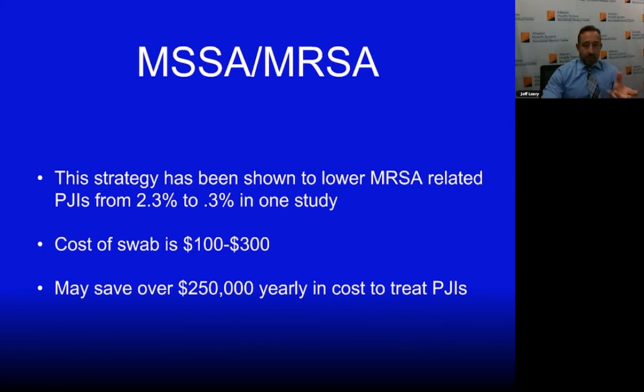The cost of the swabs is anywhere from $100 to $300, but the savings, if you prevent even 3 or 4 joint infections a year, is upwards of $250,000. So it's certainly cost effective, and from a quality standpoint and a patient outcome standpoint, money well spent. And again, infection is probably the most devastating complication for one of these surgeries. So anything we can do to decrease that, in my opinion, is money well spent.